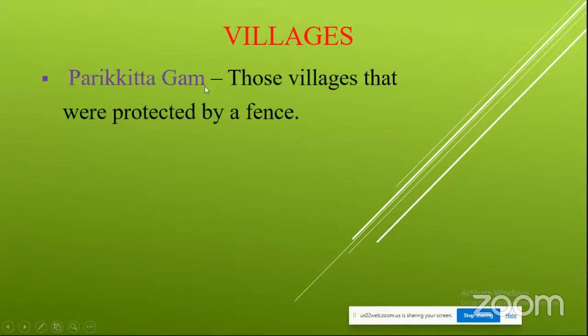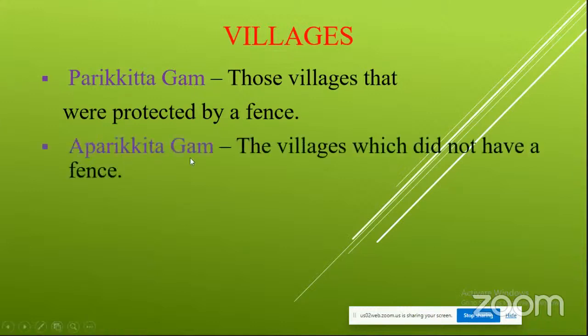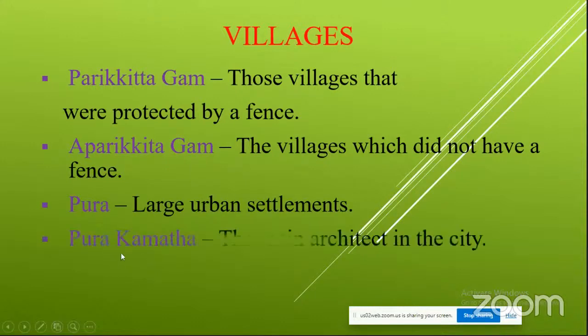However, Parikitagam. What is a Parikitagam? Those villages that were protected by a fence, when they erected a fence around the village to protect it, are known as a Parikitagam. Then what is an Aparikitagam? If there is no fence around the village, it is known as an Aparikitagam. And Pura means large urban settlements. Pura Kamat means the main architect in the city. For every city, there was an architect. He was planning and designing the city. So he was known as Pura Kamat.